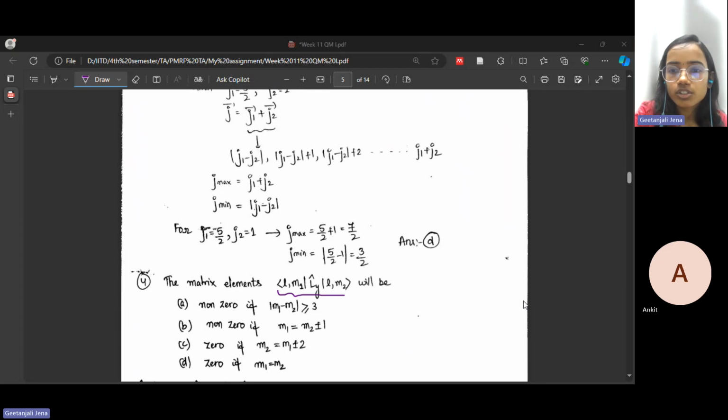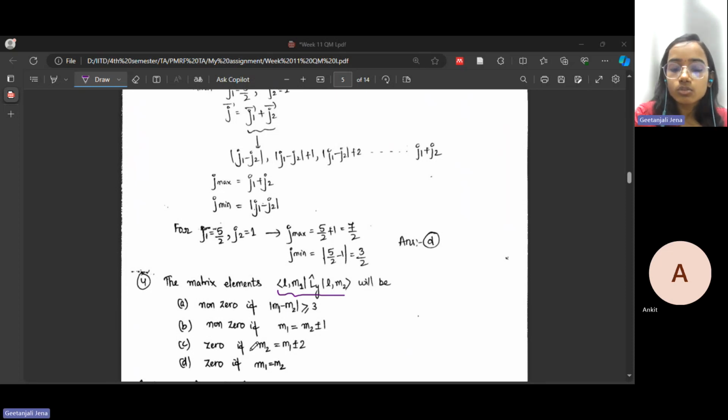And B, it is non-zero if M1 equals M2 plus or minus 1, or it is 0 if M1 equals M2 plus or minus 2, or it is 0 if M1 equals M2. So it is asking under which condition this matrix element is 0 or non-zero.